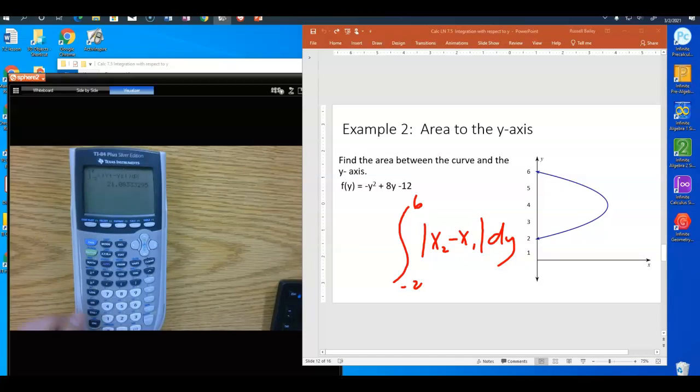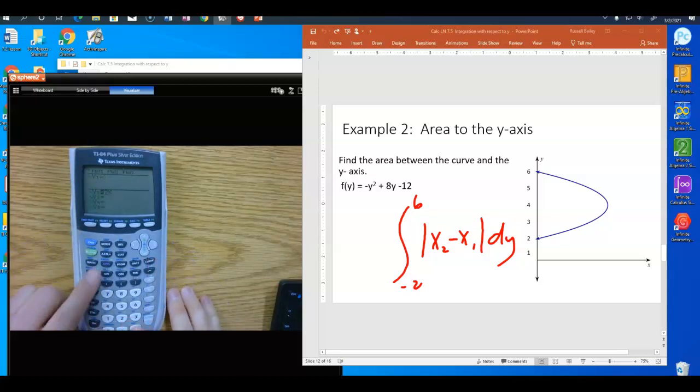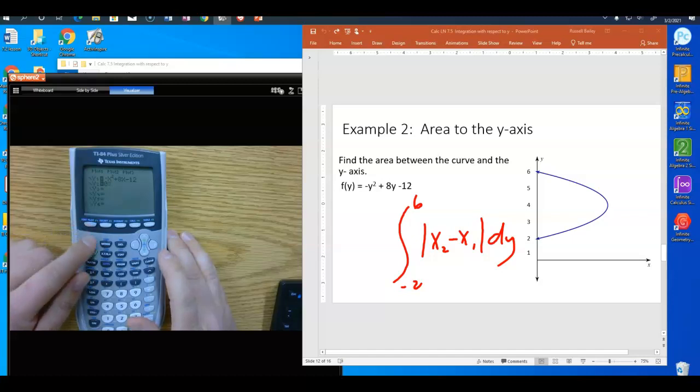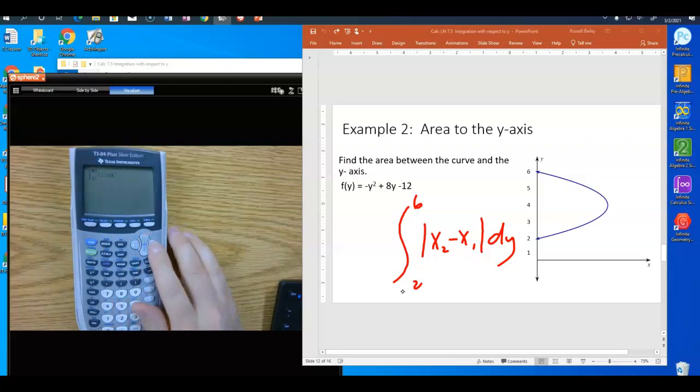So here we go. We go to y equals. We're going to call our first function there negative y squared plus 8y minus 12. My second function, I'm just going to call it 0. And then we're going to get out of there and we're going to do math 9. And we're going from negative 2. No, it was a positive 2. Fix that. There's no negative there. Positive 2 up to 6.